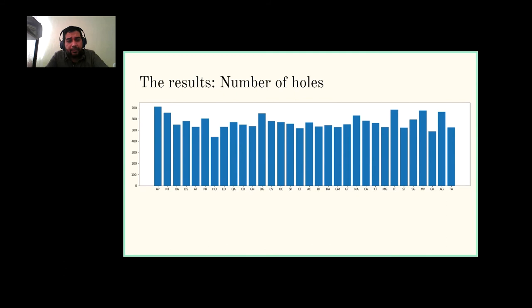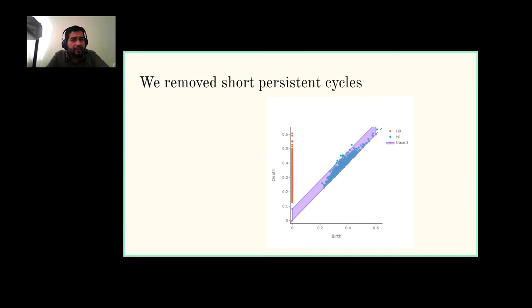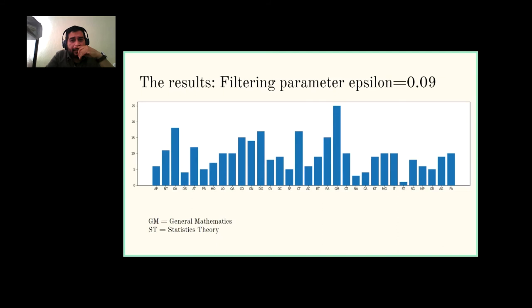And this is the number of holes that appear in each category, so you can see there is not much of a difference. Even though there are categories with very few papers, they almost look the same, which is something really interesting to me. But if you want to see some difference, something you can try is to cut out all the holes that are born and die pretty soon, choose a specific threshold, and keep only the holes above that threshold.